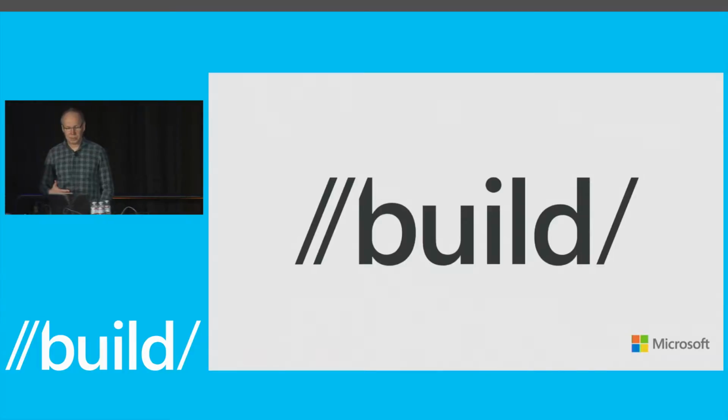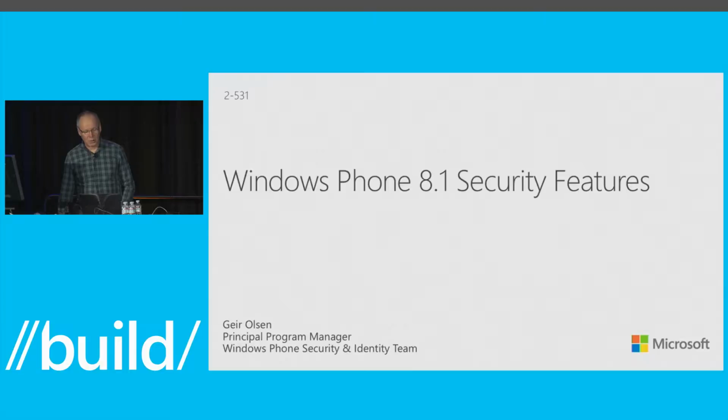My name is Geir Olsen. I am a program manager on the Windows Phone security team. I've spent the last 6 years there. So I've been part of this effort since Windows Phone 7 and have been responsible for app isolation, code integrity, and now in this release, Windows Phone 8.1, I also worked on Microsoft Account.